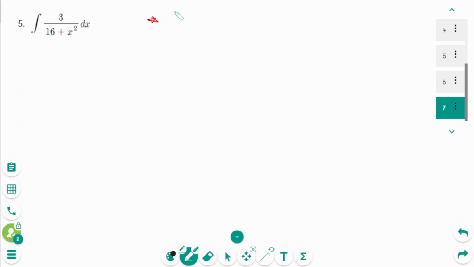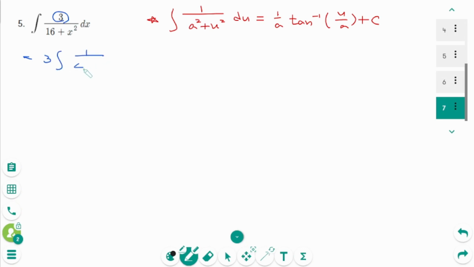Number 5, use the formula. The integral of 1 over a squared plus u squared du equals 1 over a arctangent u over a plus c. We can rewrite as 3 times the integral of 1 over 4 squared plus x squared dx. In here, a squared is 4 squared, that means a equals 4. U squared is x squared, that means u equals x.